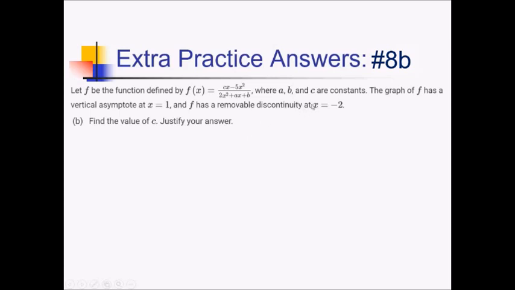So let's plug negative 2 into the numerator here. So using this removable discontinuity, we can write c times negative 2 minus 5 times negative 2 squared.